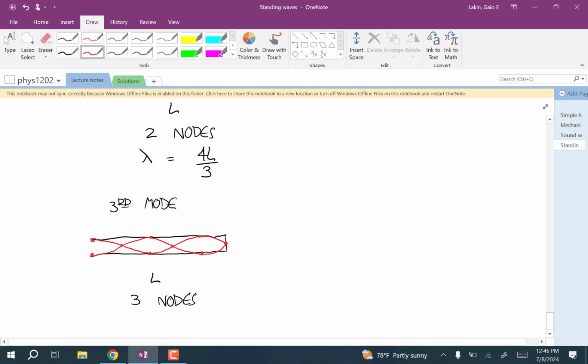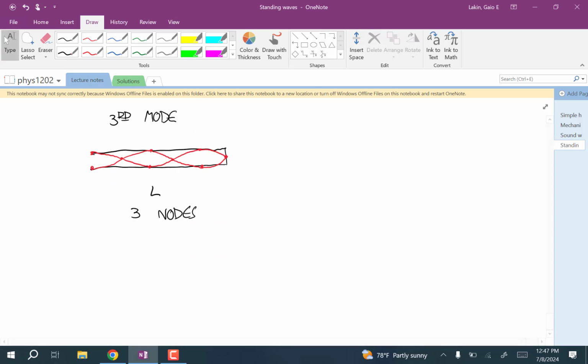So what's the length of the wave here? If I call from a node to an antinode one sort of unit, we have 1, 2, 3, 4, 5 of those units over the whole length L. And one complete cycle of the wave only takes 4 of those units. And so our wavelength is 4 times L over 5.